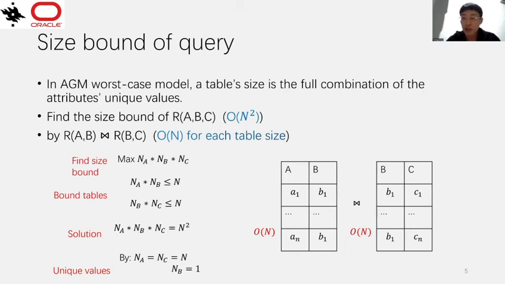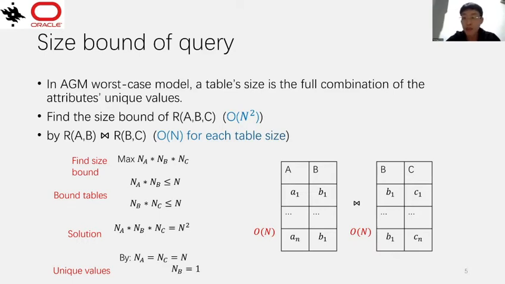So now let's move to the worst case model that is used to find the size bound. The size bound for a join query is the cardinality of the join result in the worst case. The model is called the AGM model. AGM is short for three authors' names. In this model, a table size is the full combination of the attributes' unique values. The common sense of the size bound for a two table join is n squared.